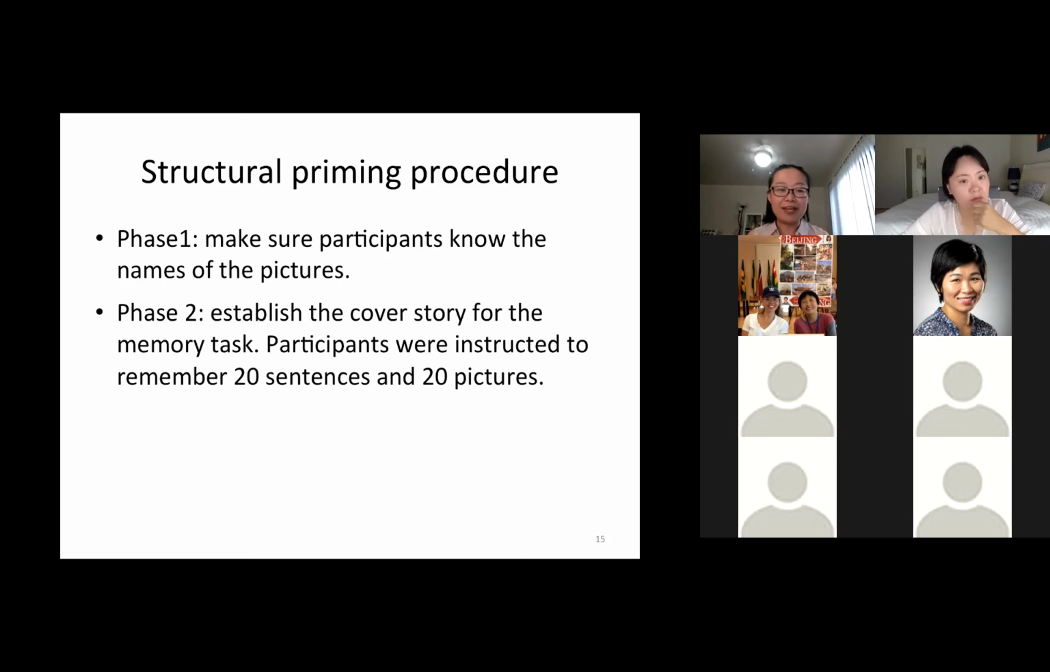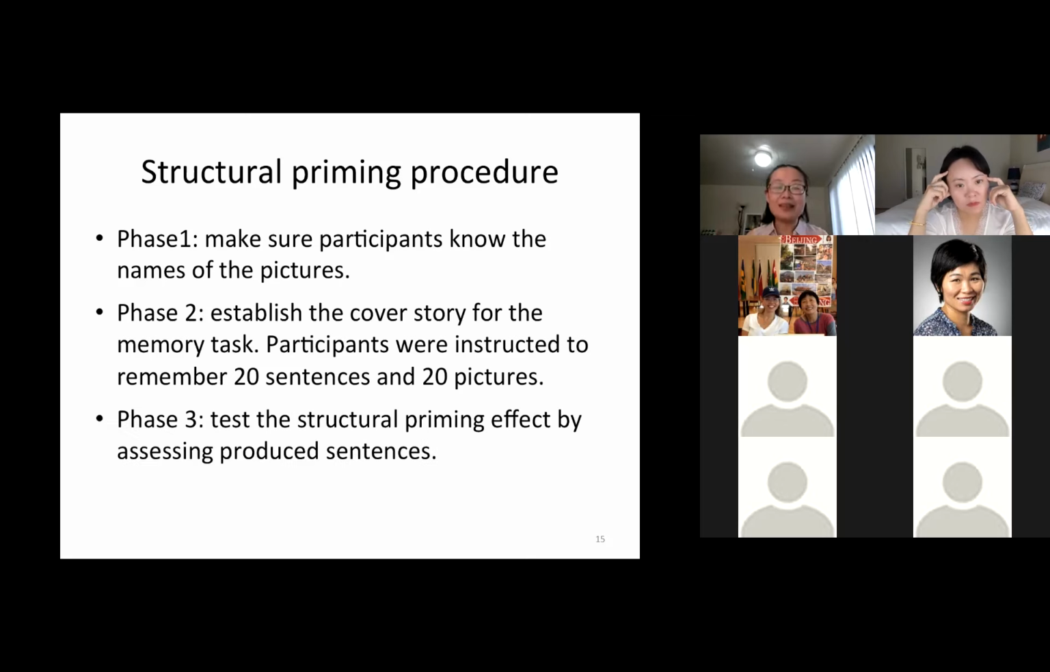The second phase is to establish the cover story of the memory task. Participants were instructed to remember 20 sentences and 20 pictures. Each sentence goes with one picture, so there are 20 sets of sentences and pictures. I will show you some examples later. Phase 3 is the test phase, where we test the structural priming effect. The whole experiment lasted 50 minutes.